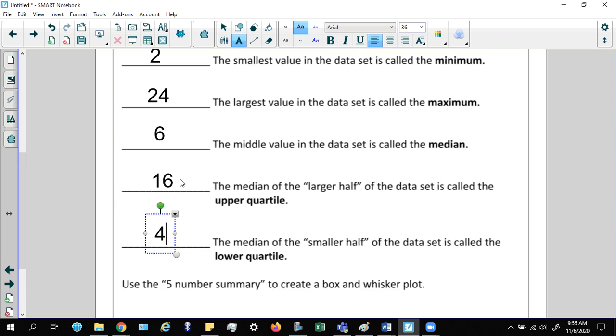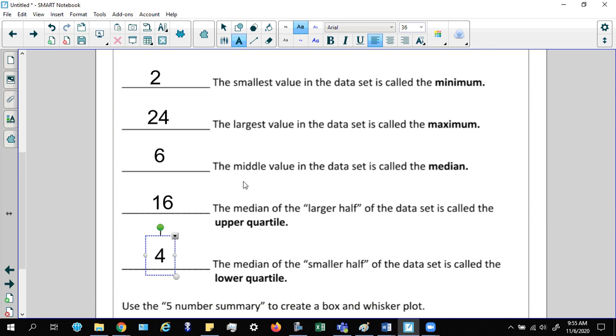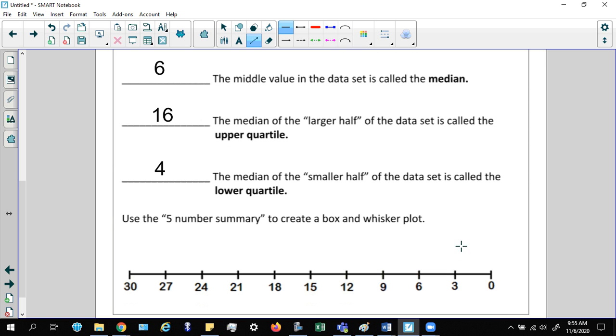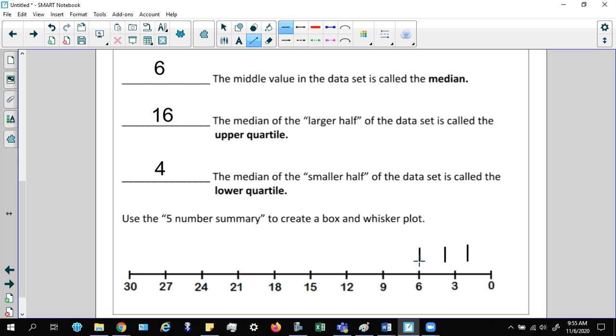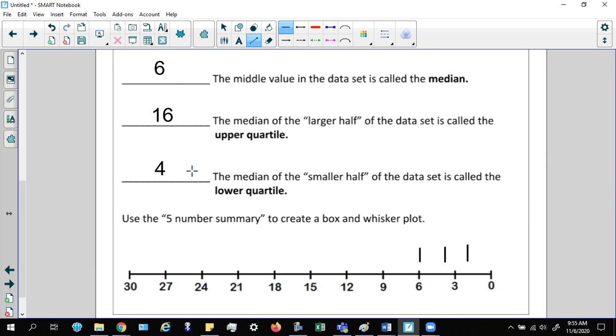What you're going to do is make a little mark for all these numbers: 2, 4, 6, 16, and 24. So here we go, we're going to draw this thing. I'm going to make a couple of vertical lines here. At the 2, we'll say it's right here. Then we have the 4, about right there. The 6 is about right there. And 16 will be about right there, and then 24 would be right there.